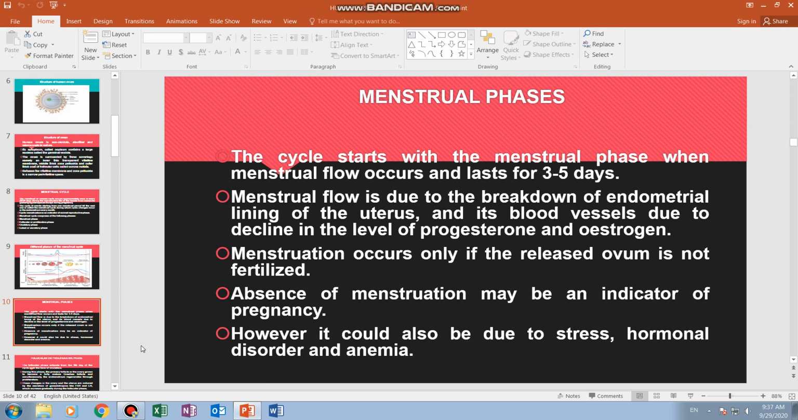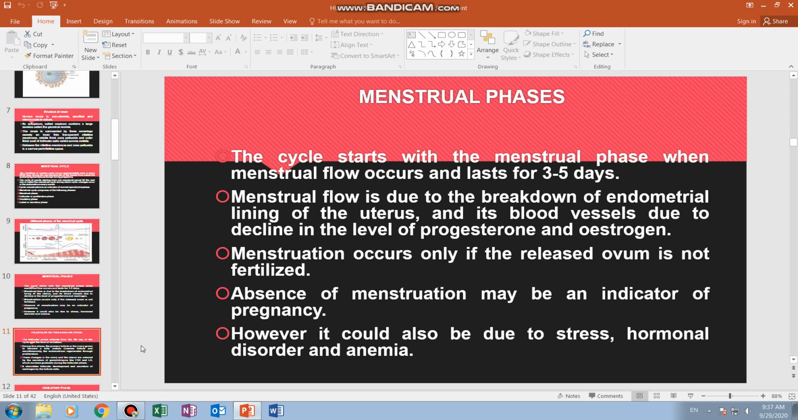So this is what is given in the explanation. Please go through, you'll understand. The first one is called the menstrual phase. It refers to the menstrual flow. It lasts for 3 to 5 days. Absence of menstruation is an indicator of pregnancy. However, we cannot always understand absence as pregnancy. Sometimes absence of menstruation is also due to stress, hormonal disorder and anemia.